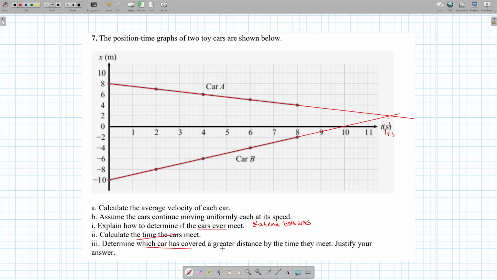Determine which car has covered the greater distance. Of course it's going to be car B, because car B was 1 meter per second and this one is 0.5 meter per second. The one that has a greater speed would have covered a greater distance. Justify: since car B had a greater speed, it will cover more distance in the same time.